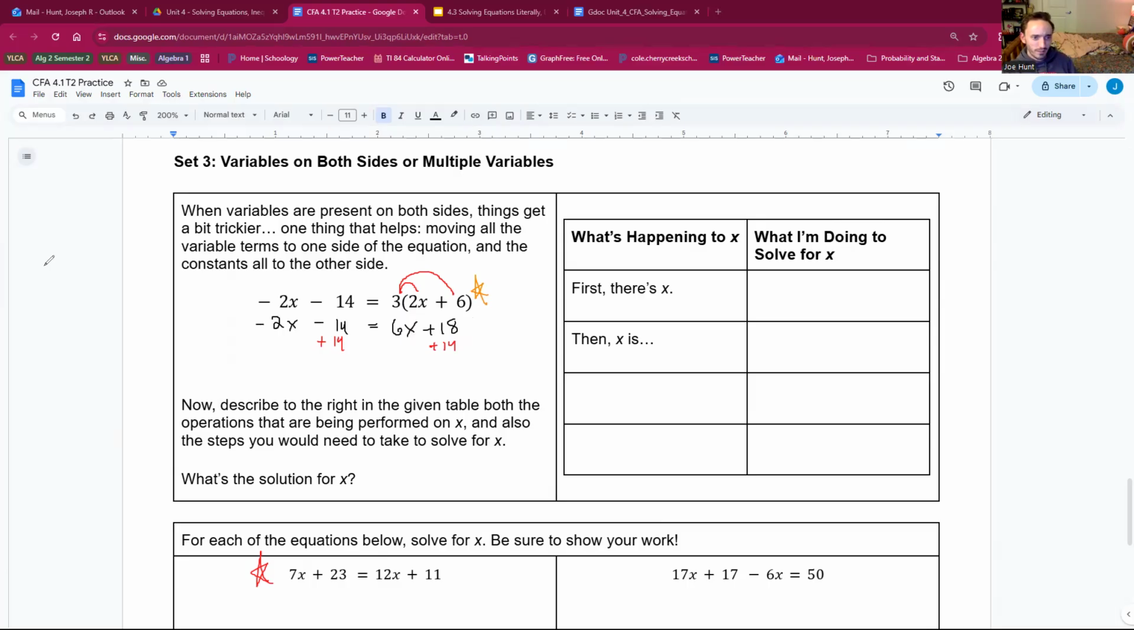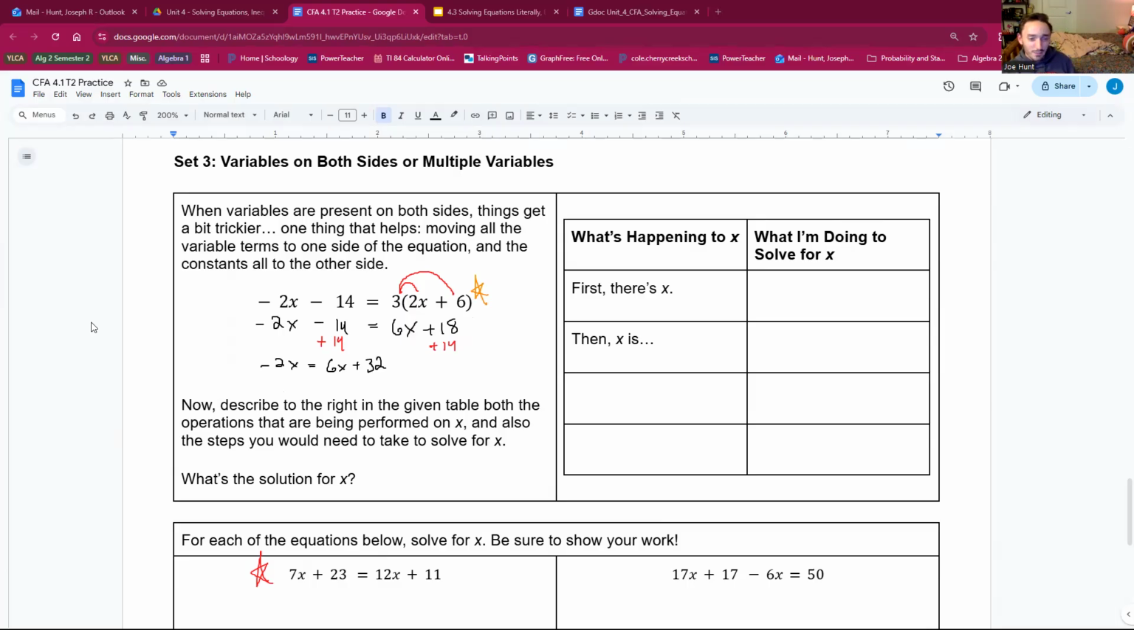So that's going to take me to my next step, where I've got negative 2x is equal to 6x plus, I think that's going to be 32, if memory serves. My mental math sometimes is not spot on, but I think that's about it.